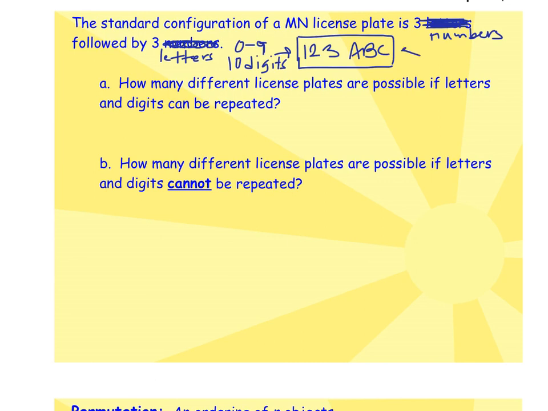Letters of the alphabet, there are 26 letters to pick from. This is going to be significant when we talk about all the different ways we could arrange those to make a license plate. We have 2 scenarios here, A and B.